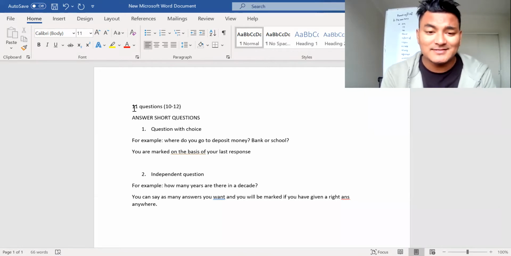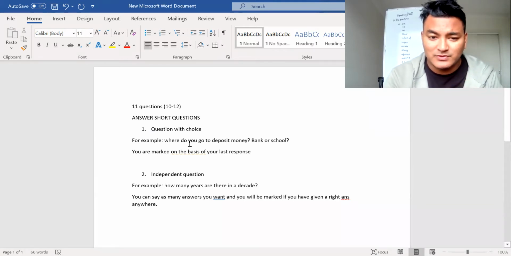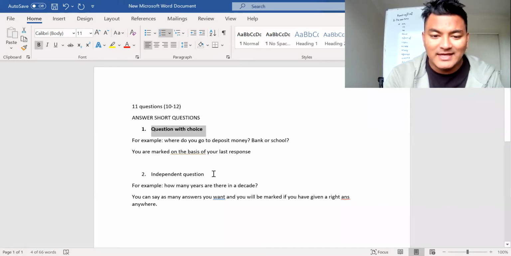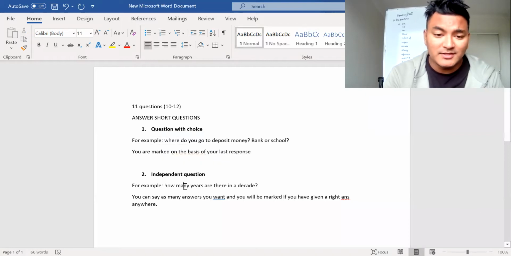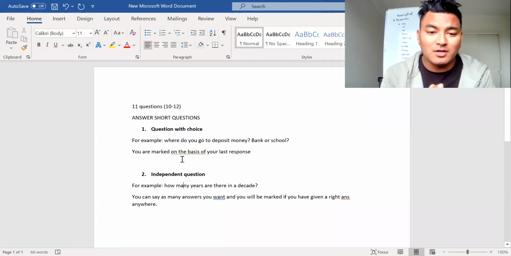Alright, so this is the last section of the speaking part. To know the basic things about answer short question, you have to know that there are two types of questions. The first type is question with choice, and the second type is independent questions. If you have already attempted the PTE exam, you will know what type of questions will come in the exam. But if you haven't, today we'll talk about it.